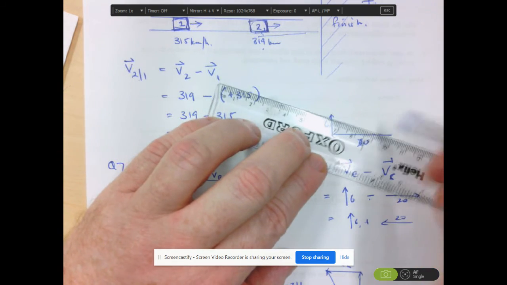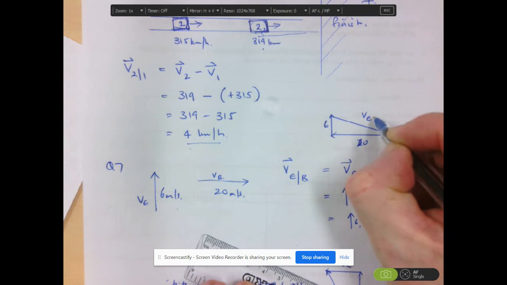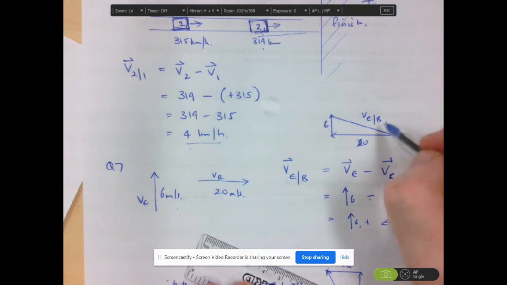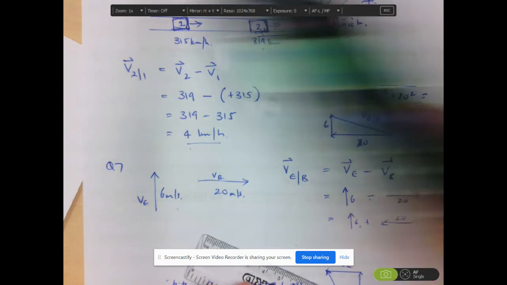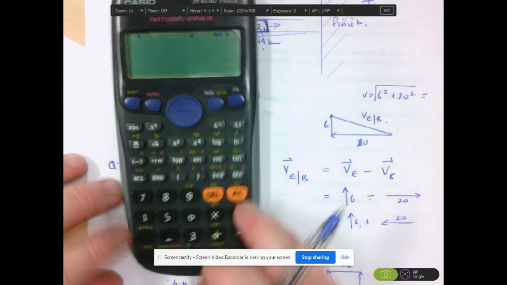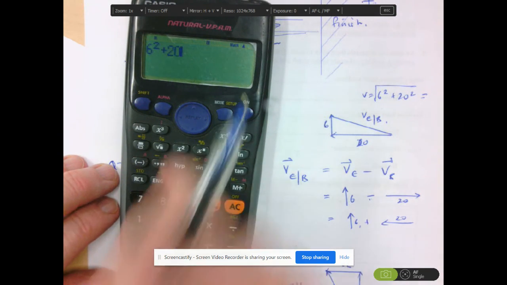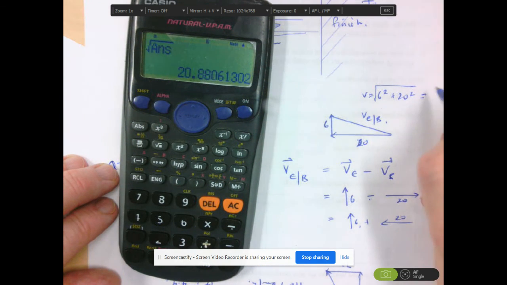So therefore, this would be the velocity of Elsa relative to the ball, which is, using Pythagoras, V would equal the square root of 6 squared plus 20 squared. And let's have a look what that would equal. So that's 6 squared plus 20 squared, square root of the answer, 20.88. So let's just take 21 meters per second.